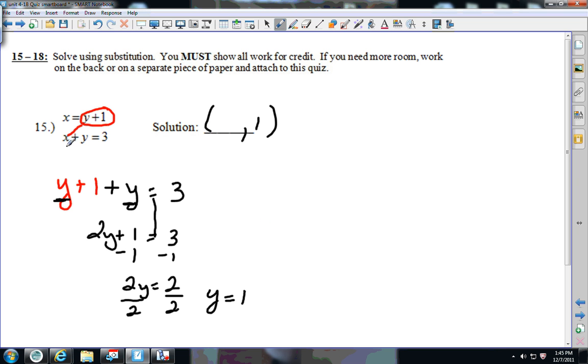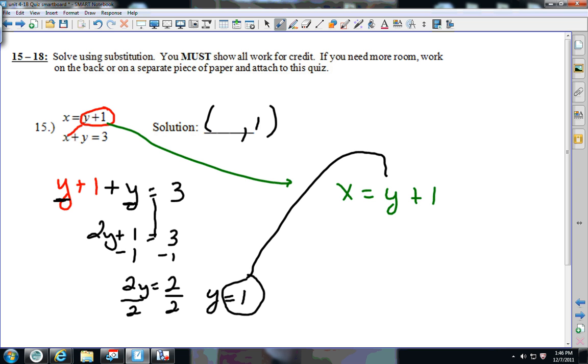Now, choose one of the two equations. I'll take the top one right there. I have x equals y plus 1. Y is 1, so I'm going to substitute it in here for y. And I have x equals 1 plus 1. X equals 2. So my solution where the two lines intersect is 2, 1.